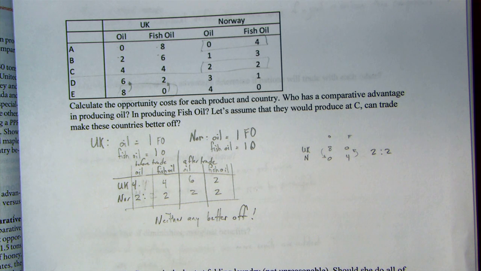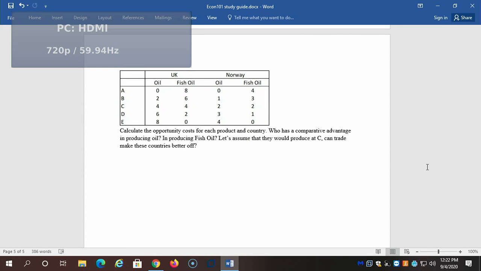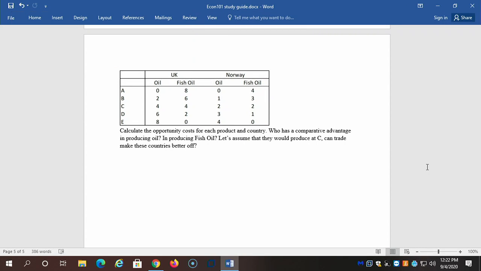So it just illustrates trade. While it usually makes both parties better off, if you don't have that comparative advantage, then you're not going to be better off from trade.